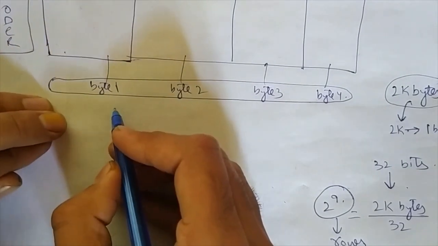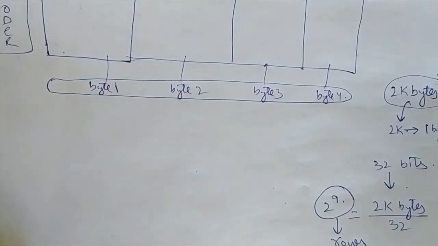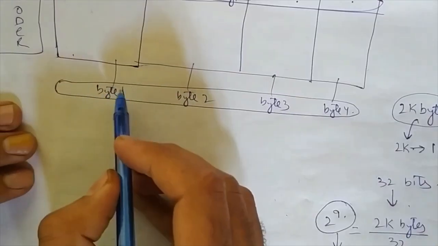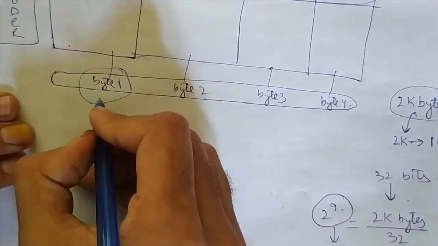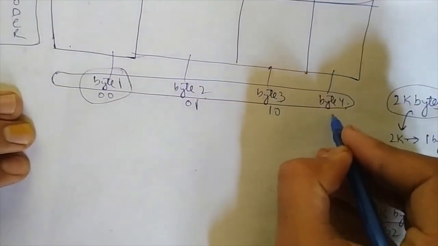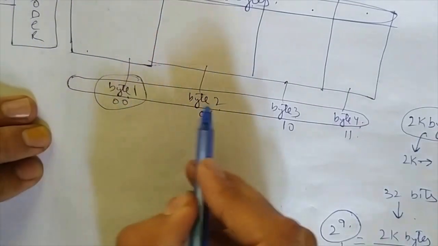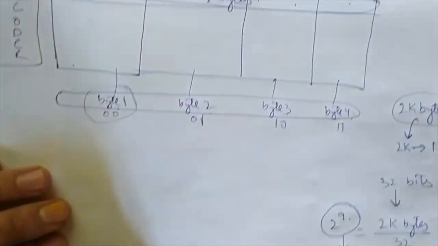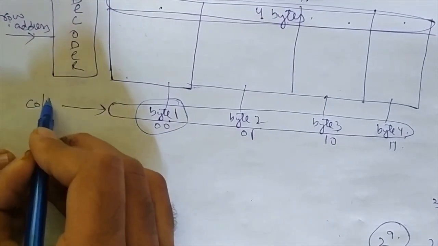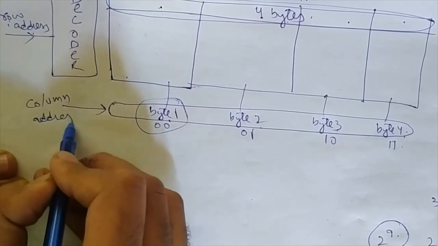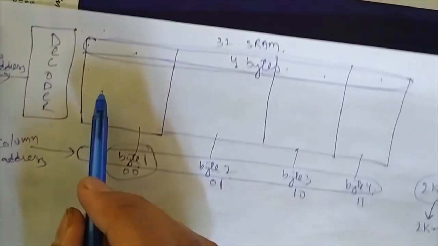Now we want to send 1 byte at a time. It is not necessary that we will require all 4 bytes together. There are some scenarios where we will require only 1 byte. So let's say we require byte 1. These 4 bytes will have their addresses: 00, 01, 10, 11. For choosing the byte from the bytes that we read from the memory, we give a column address. The row address was choosing one of the rows, but the column address chooses one of the bytes.